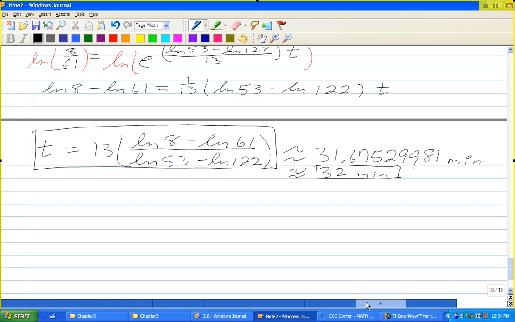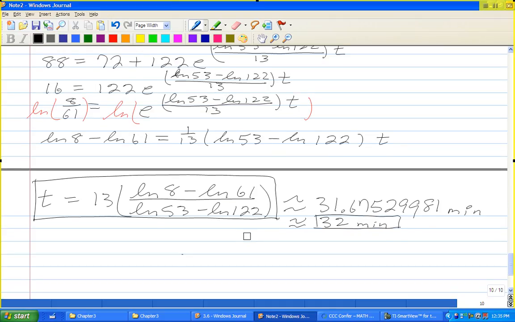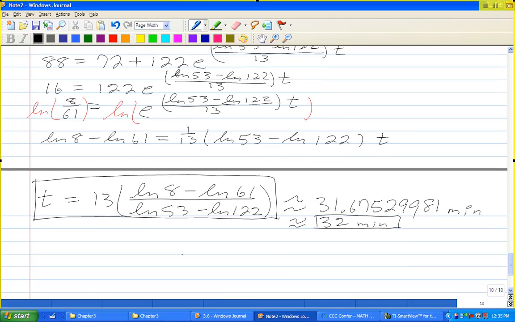Oh, 16 over 122. Hopefully I did that in my head correctly. Divided by 2 is 8 over 61. Yeah. So I just reduced the 16 over 122. I just divided both sides of my equation here by 122. Any questions about that?